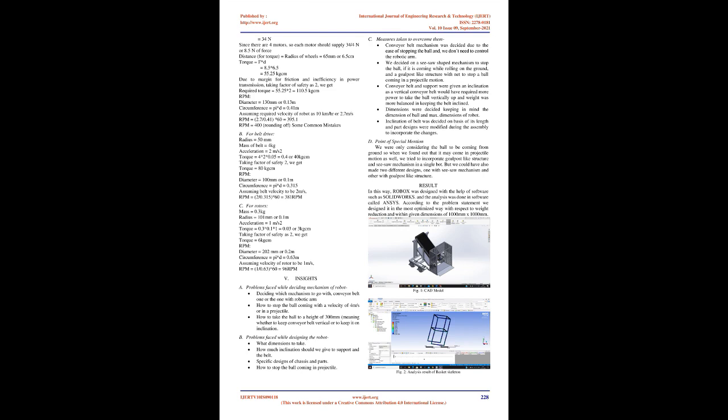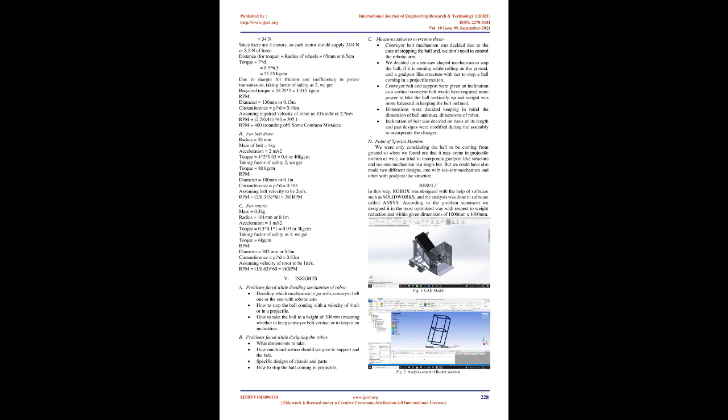Some common mistakes. For belt drive, radius equals 50 mm, mass of belt equals 4 kg, acceleration equals 2 m/s2. Torque equals 4*2*0.05 equals 0.4, or 40 kg/cm. Taking factor of safety 2, we get torque equals 80 kg/cm.